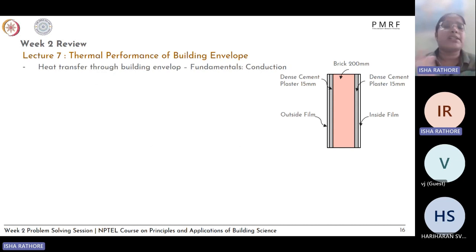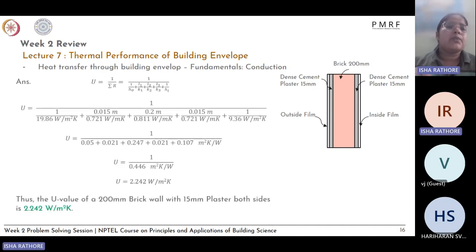So now we keep our schematic diagram together so that we have a better understanding of the layer position. And then we use the equation. So U is 1 by delta R. And delta R is calculated as 1 by H naught plus the resistance of layer 1, which is basically the thickness of layer 1 divided by the thermal conductivity of layer 1, plus thickness of layer 2 divided by thermal conductivity of layer 2, plus thickness of layer 3 divided by thermal conductivity of layer 3 plus 1 by Hi.